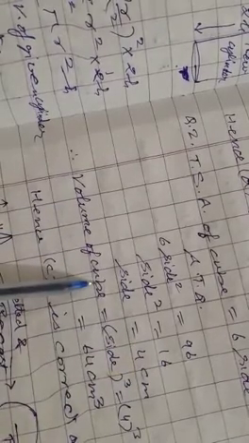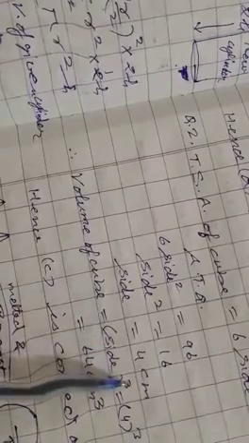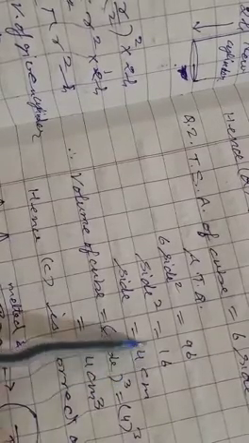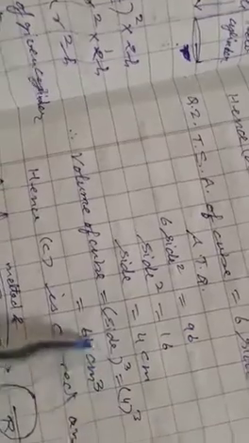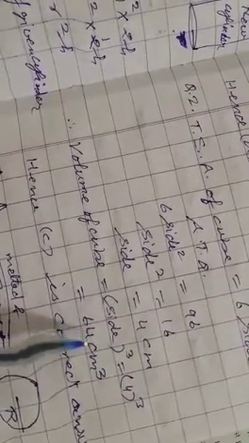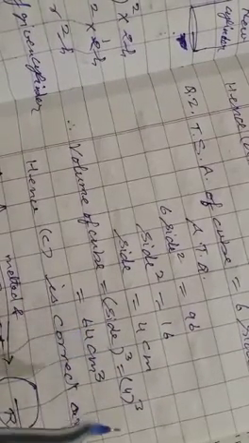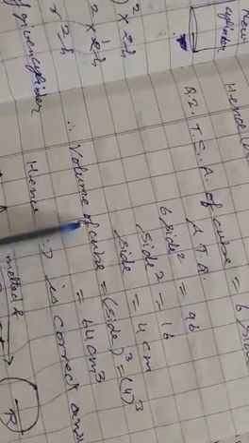Volume of cube, formula of volume of cube is side cube, a cube. a is 4, so we write 4 cube. 4 cube means 4 into 4 into 4. 4 fours are 16, 4 sixteens are 64. Volume of cube is 64 centimeter cube. Hence option C is correct.